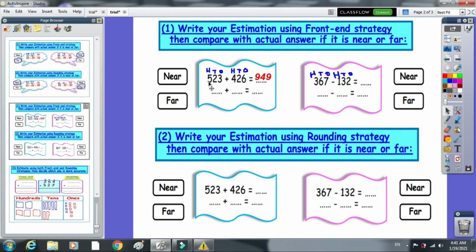So my leading digit here is 500, so 523 will be estimated by 500, and 426 will be estimated to be 400. And now 500 plus 400 equals 900. So our estimated sum is 900. And if we compare the 900 with the actual sum, which is 949, they will be far from each other. So we will select far.